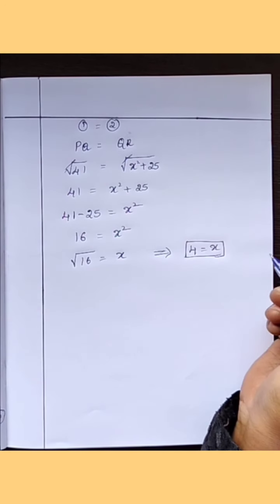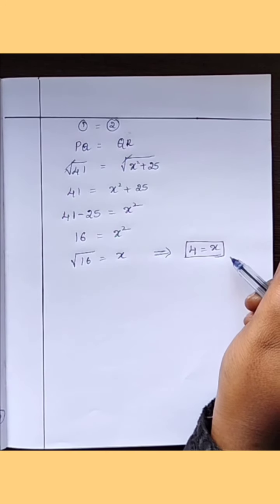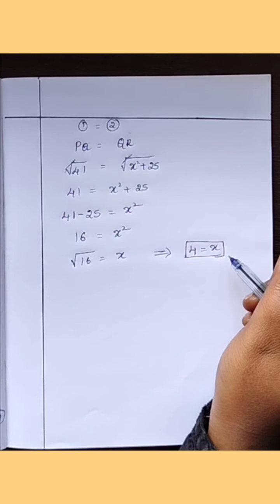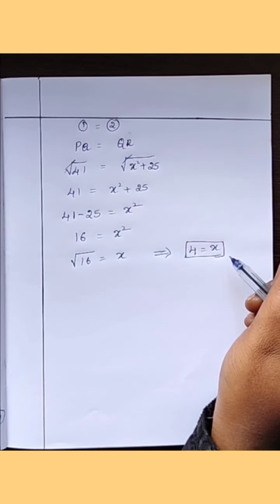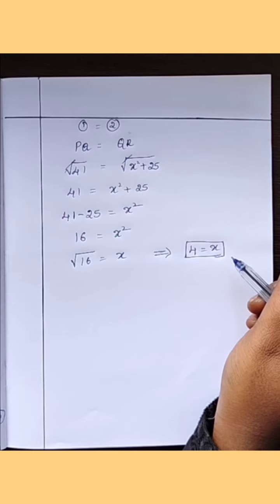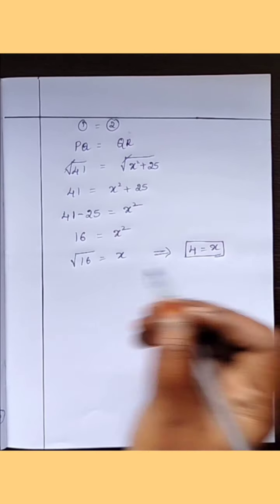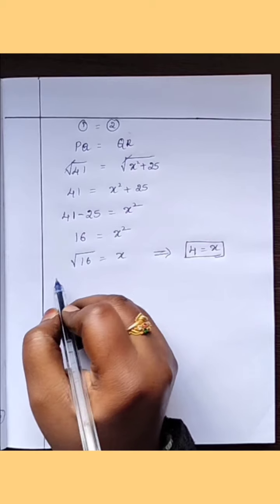Okay dear students, are you following? What is the value of x? The x value you got here is 4. Now what do we have to find? In the question they have told that we have to find the distances QR and PR. Now calculate the distances QR and PR.